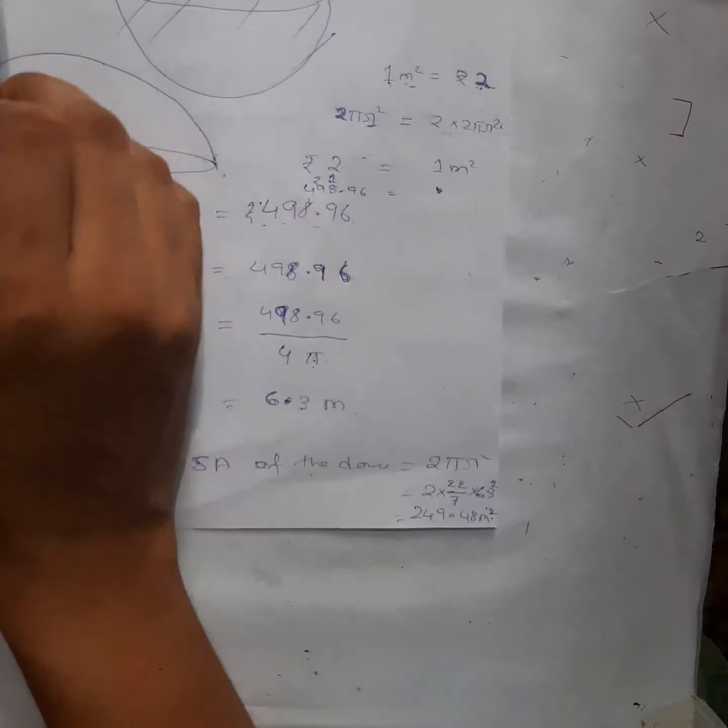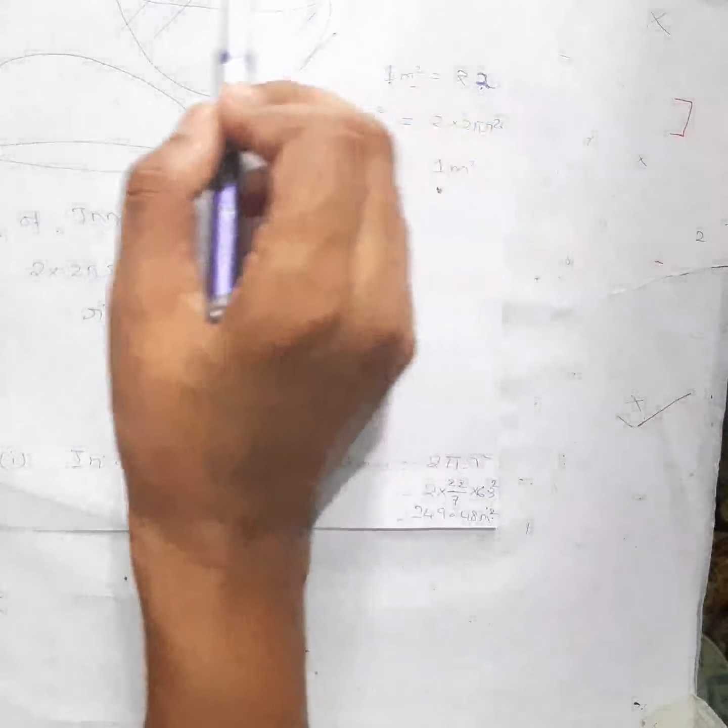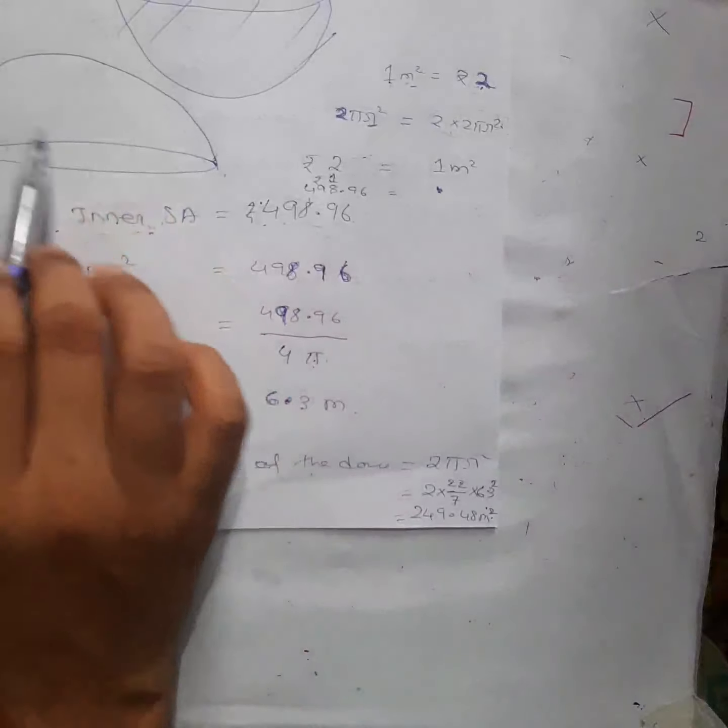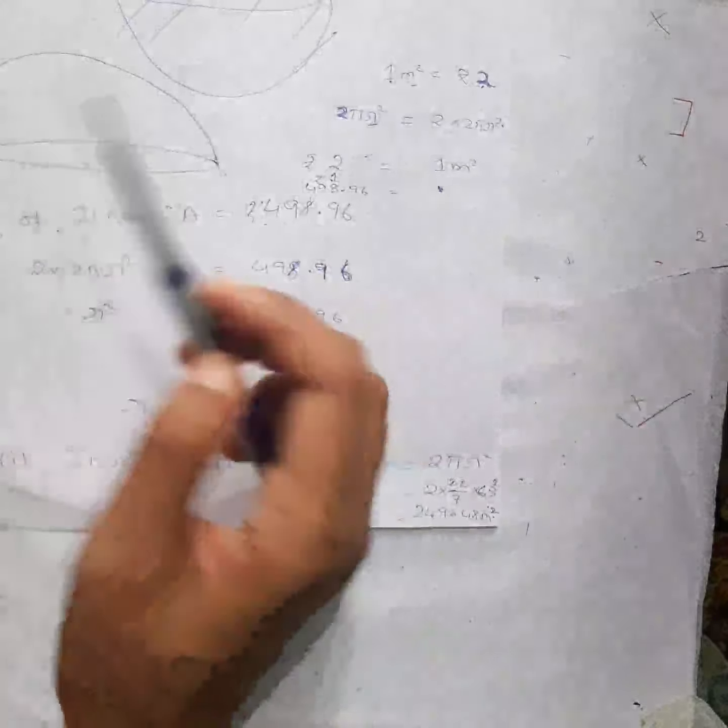And number 2, what have they asked? Volume of the air inside the dome. Air inside the dome means you have to find out how much space is there. Whatever amount of space is there, that much amount of air will be there, right? So they have said volume of air inside the dome. So volume, how will you find it out?